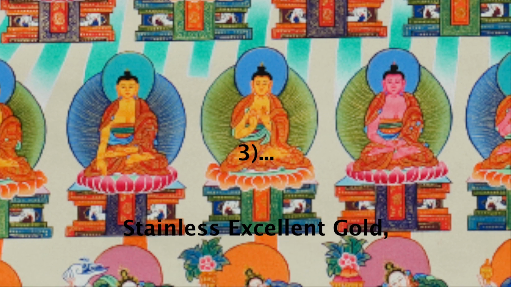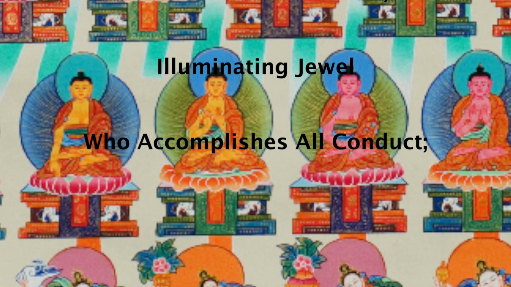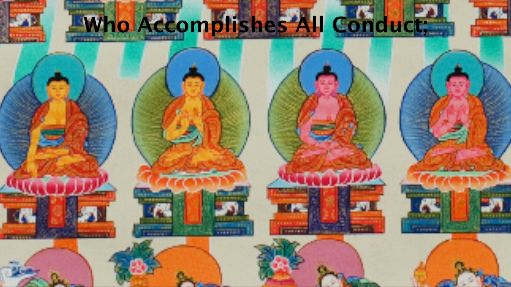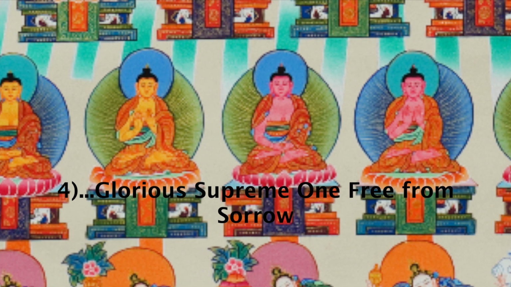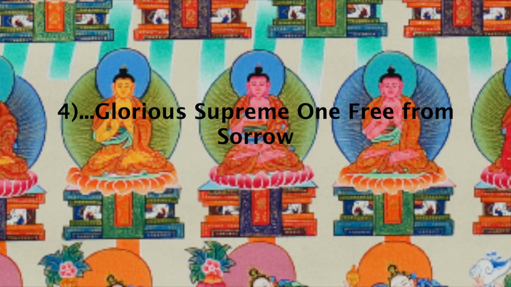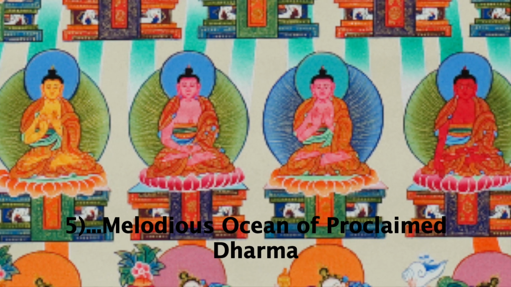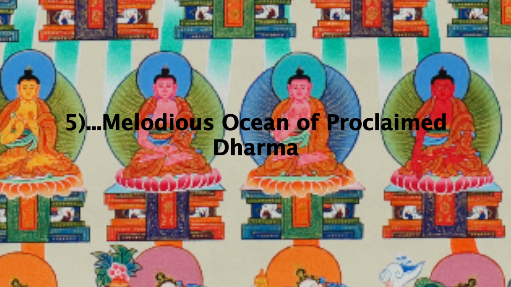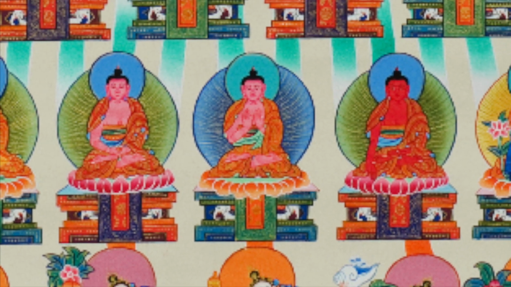To Bhagawan, Tathagata, Arhat, Perfectly Completed Buddha, Stainless Excellent Gold, Illuminating Jewel, who accomplishes all conduct, I prostrate. To Bhagawan, Tathagata, Arhat, Perfectly Complete Buddha, Glorious Supreme One, free from sorrow, I prostrate. To Bhagawan, Tathagata, Arhat, Perfectly Complete Buddha, Melodious Ocean of Proclaimed Dharma, I prostrate.